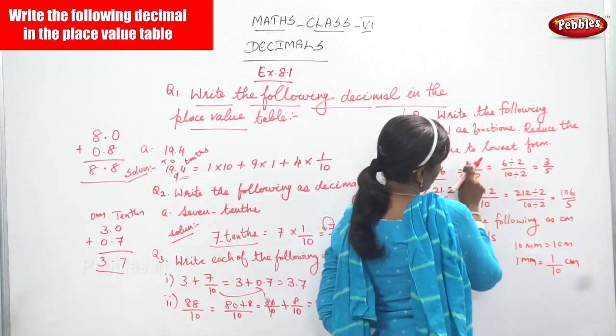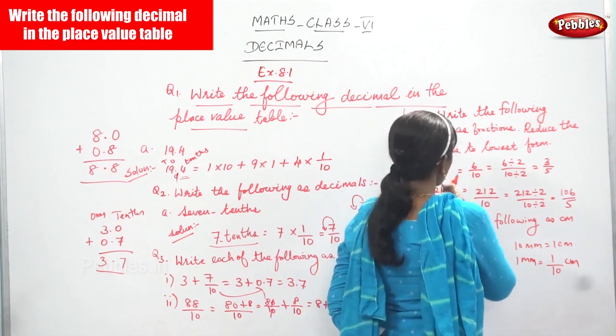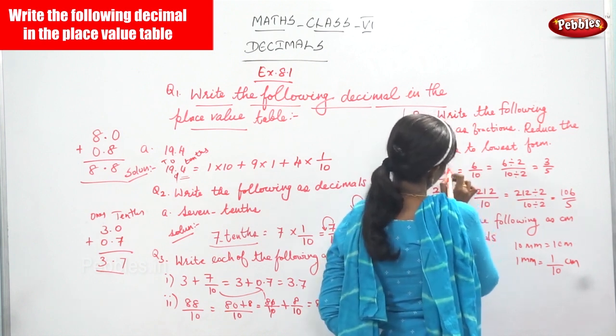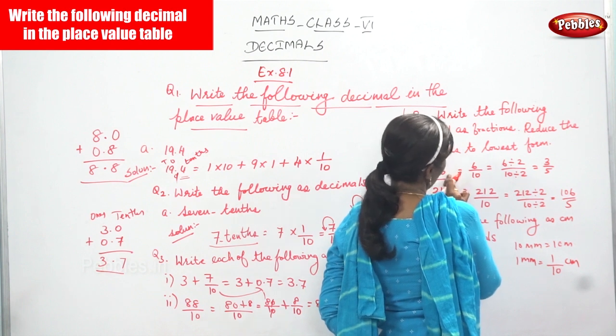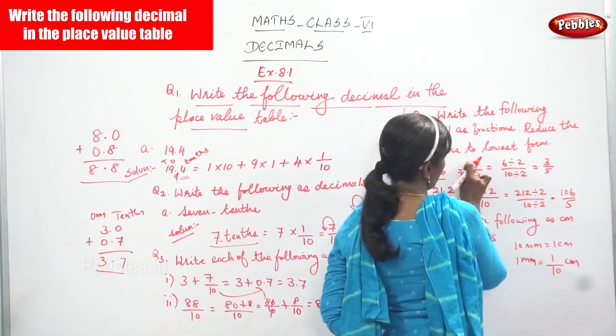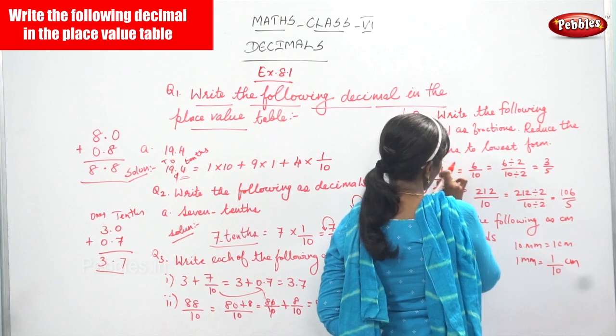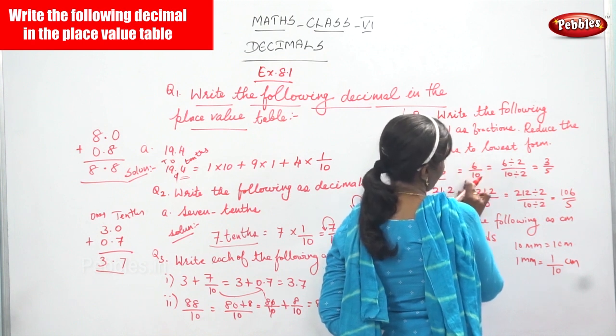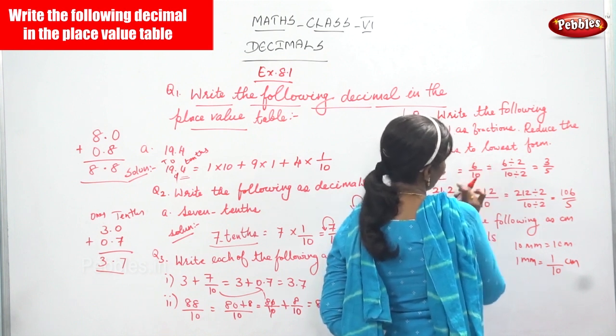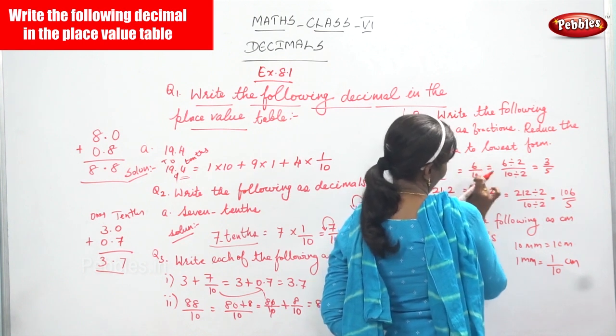0.6 is converted into 6 by 10. You know how to do that, because after the point, what is this? This is the tenth place value. So how are you going to write? The 6 goes to the numerator, because this is called 6 tenths. That is 6 by 10. 10 is the denominator and the numerator is 6. 6 by 10, this is a fraction.